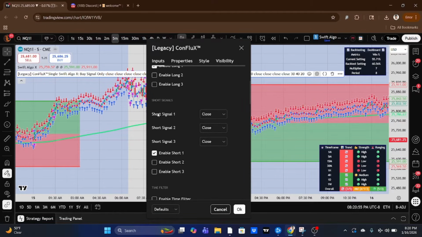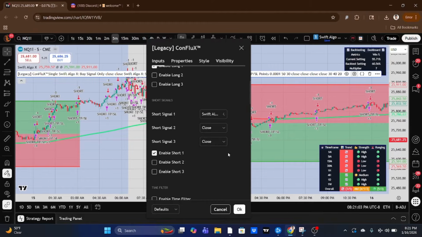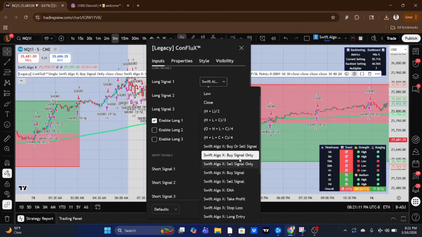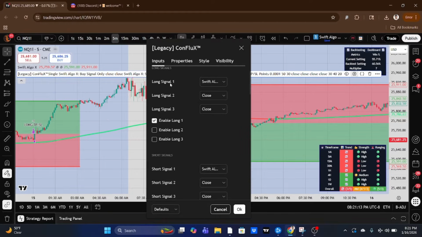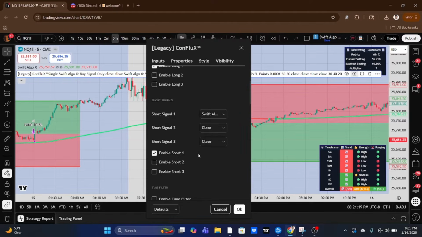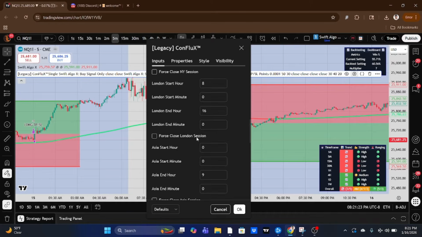Then next, we're going to go to short signal 1. Make sure you do Swift Algo X sell signal only. Make sure enable short 1 is checked. Okay. So buy signal only for long signal 1. Short signal 1 should be sell signal only. We're going to skip this and come back to it later.